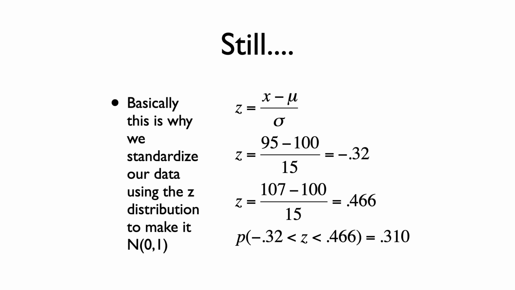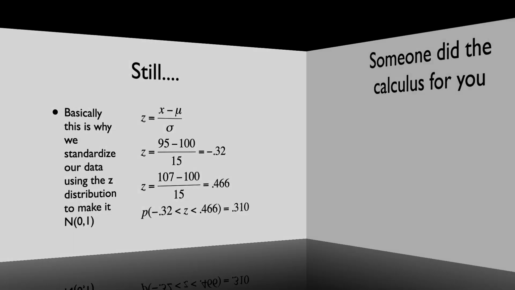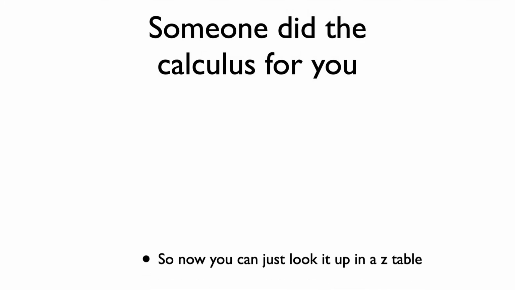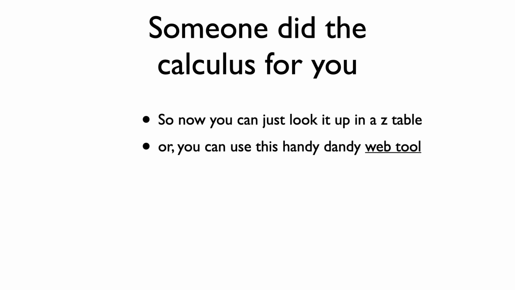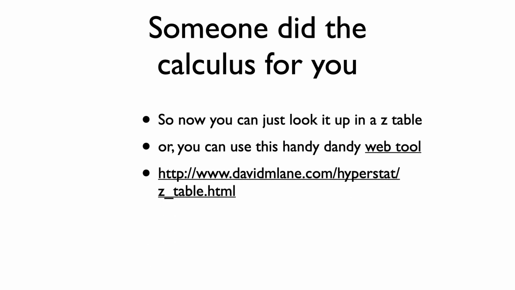so my calculator can do that. Yours might. Doesn't matter. The important point is that we can look these things up. We can look it up, and I'll show you a web tool in a second that works really well. But you don't have to do that. You can also just, I'm sure you learned how to look things up in a Z table. And there's, of course, a Z table in the back of our book. So some poor bastard did the calculus for you, like I said. We just look these things up in a table, or there's a handy dandy web tool right there. So if you use that tool, I'll show you what the output looks like in a sec.